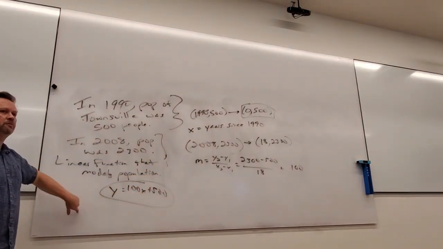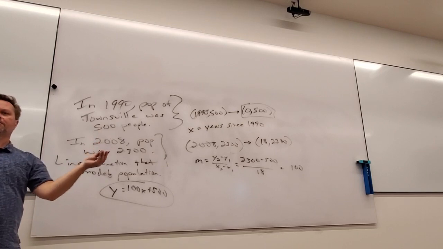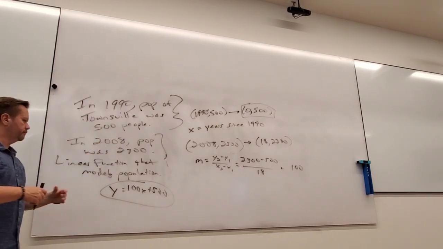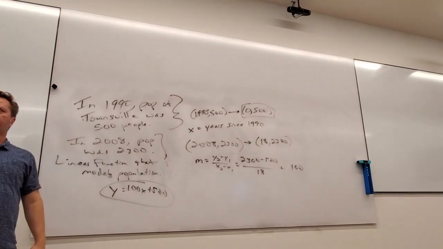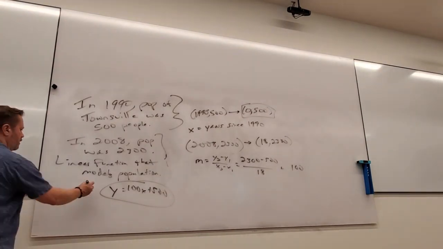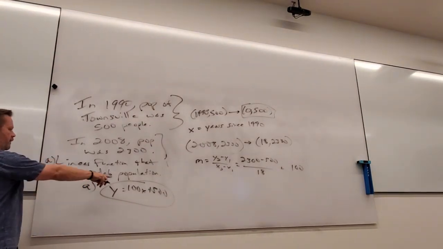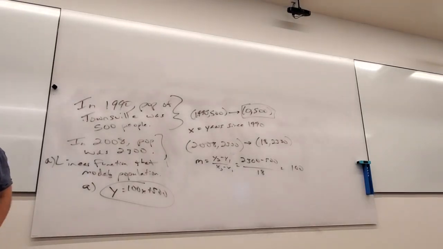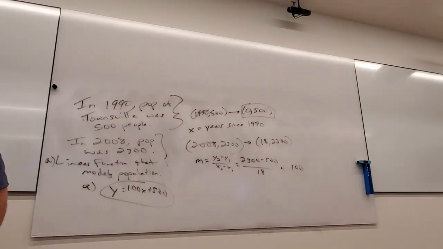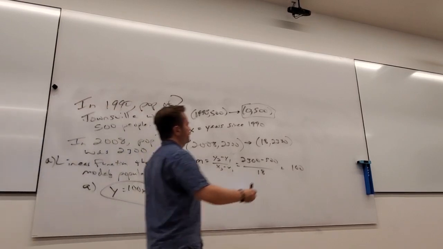Then part B would be, well, when will there be, what, Jeff? 3,600 people in the town, right? So this would be part A. Part A is find a linear function. Part B could be, when will there be 3,600 people in the town? So you guys try to solve that.